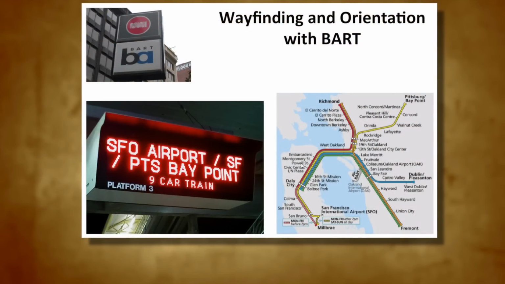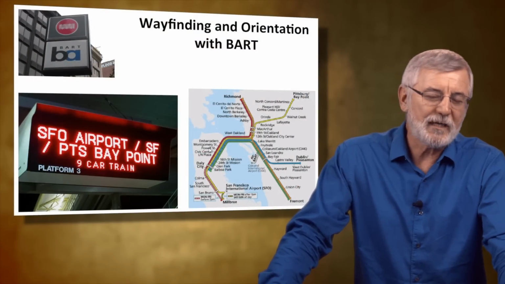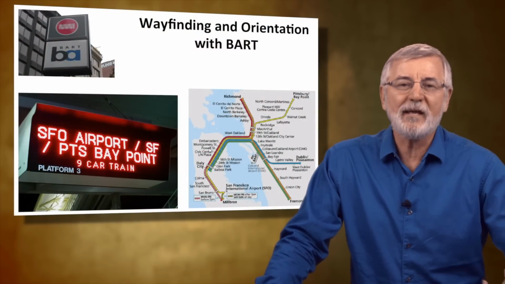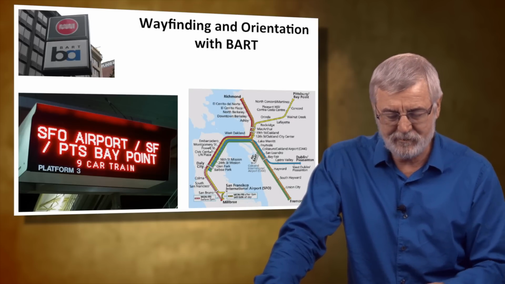So if I think, say, the BART system in the Bay Area, I can look and I see lots of evidence that we're trying to help people find their way. We have signs on the street showing you where the BART stations are. We have maps. We have displays that say what the next train is and so on. These are all ways to help you understand how best to interact in the BART service system.